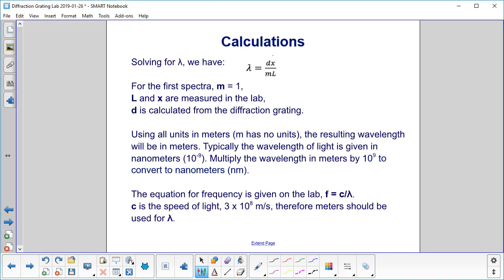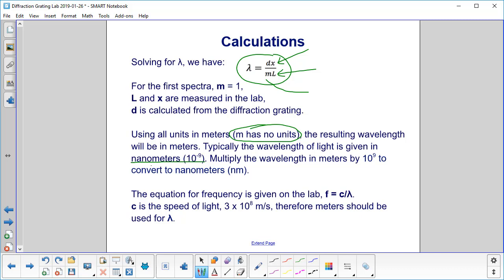Solving for lambda, we have this expression. For the first spectra, m is equal to 1, L and x are measured in the lab, and then d is calculated from the diffraction grating. Using all units in meters, except for m, which is unitless, the resulting wavelength will be in meters. Typically, the wavelength of light is given in nanometers, which is 10 to the 9th meters. Multiply the wavelength in meters by 10 to the 9th to convert it to nanometers.